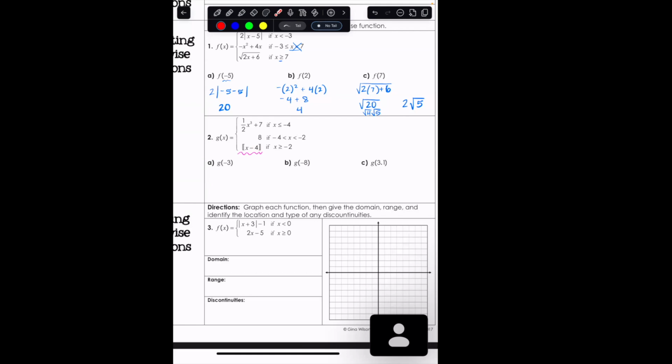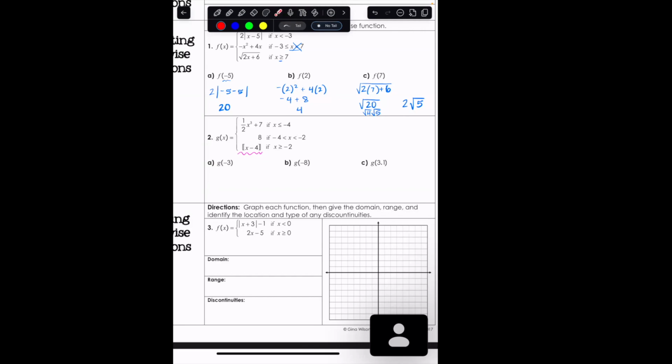So if I plugged in 6.9 into this, 6.9 minus 4, I would just take that and round it to the nearest integer, so it would be 3. So that's what this is referring to. But take about 2 minutes and do ABC on number 2.